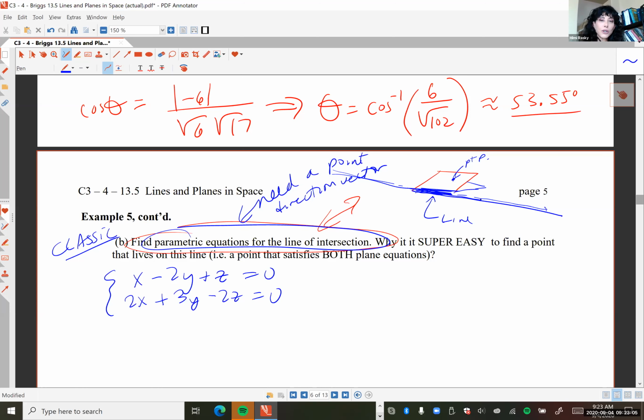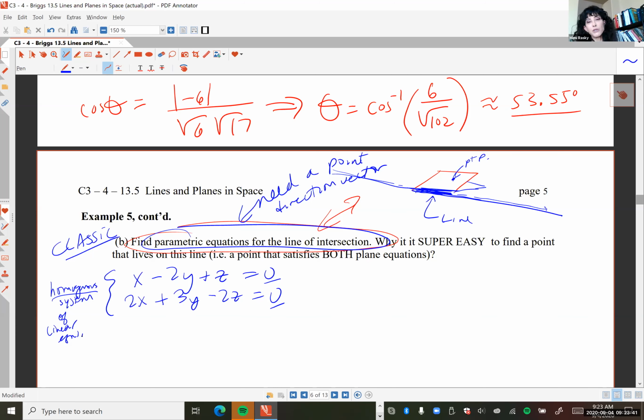So here's a quick and dirty technique to help you get it. By the way, if you've already taken linear, this is known as a homogeneous system of equations, because the constant on both sides of the equal sign is 0. You'll learn in linear that there's always a trivial solution to a homogeneous system, and the trivial solution is always 0, 0, 0. The point 0, 0, 0 will always work.